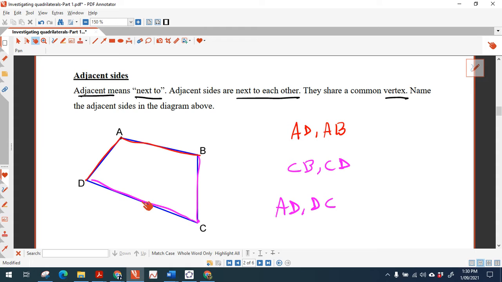And the other one we could do is, we did AB and BC. What about BC and CD, which we did? CD and DA, which we just did. And then DA and AB, which we did as well. And AB and BC are also adjacent, so let's write that down. AB and BC are also adjacent.